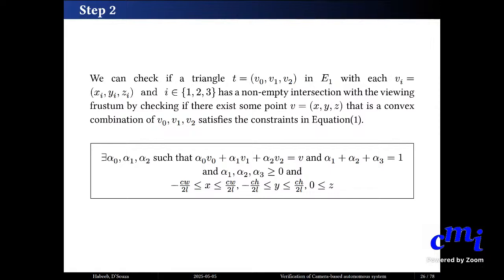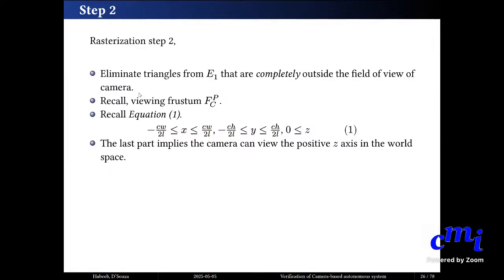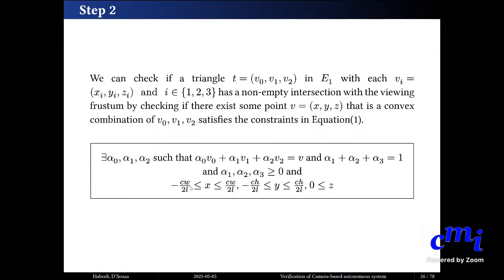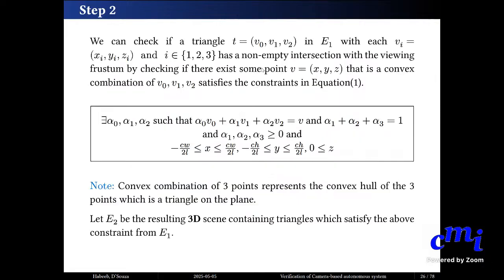And then this is step 2, where I am eliminating triangles which are completely outside this viewing frustum. So I am only taking the triangles which satisfy this condition. Now, this convex combination of 3 points represents the convex hull of the 3 points, which is the triangle on the plane. So I'm using this geometric property to satisfy this. So this thing returns all those triangles which are completely contained inside this 3D space, inside the viewing frustum.